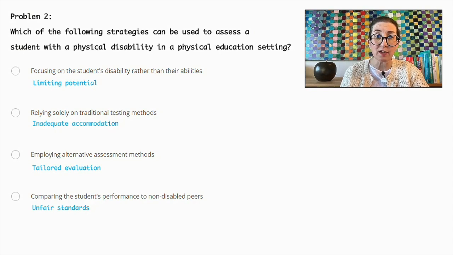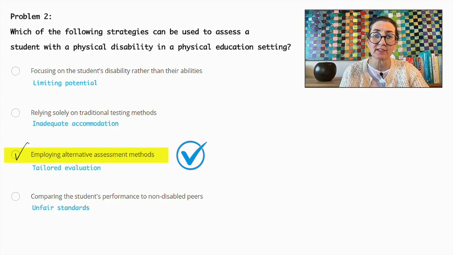Comparing them to non-disabled peers creates unfair standards. The most effective approach is using alternative assessment methods tailored to their abilities, providing a more accurate measure of their skills and development. This creates an inclusive environment that supports the diverse abilities of all students.